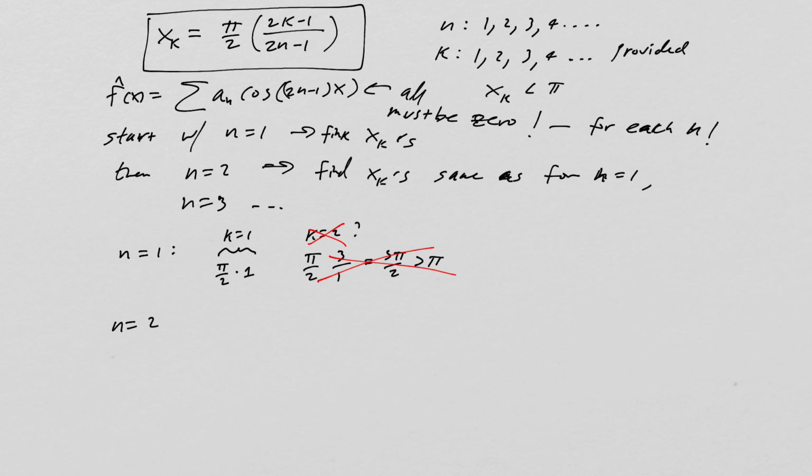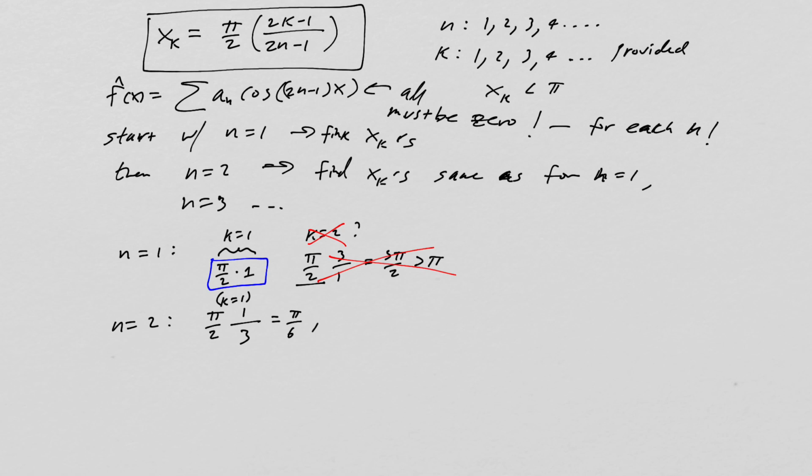Right, so now I go to n equals 2. Now I have a pi over 2, and now I have in the denominator, because I have that 2n minus 1, I put that in there, I'm going to get a 3. And now I'm going to do, of course, k equals 1 again. I have a 1 there, and that, of course, gives me a pi over 6. Well, the only value we had for n equals 1 was pi over 2, and pi over 6 isn't that same value.